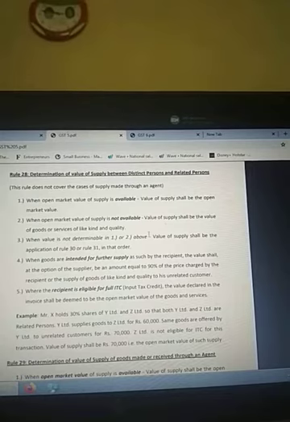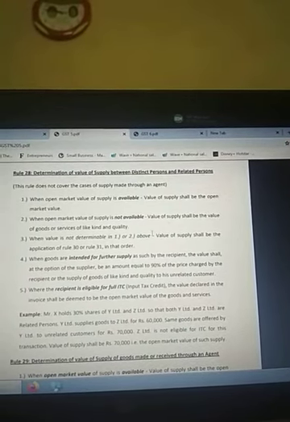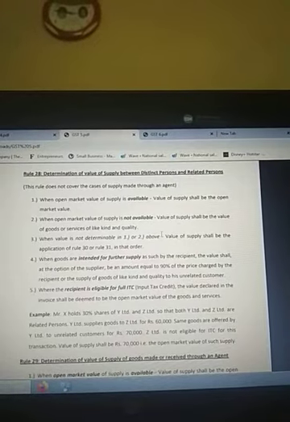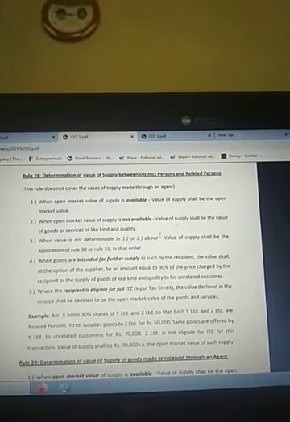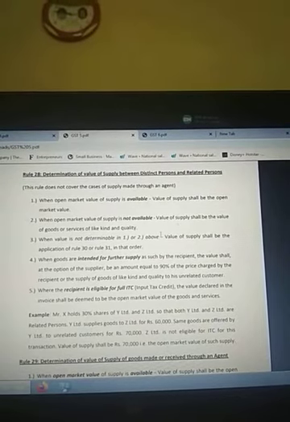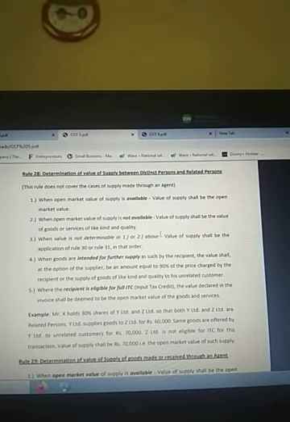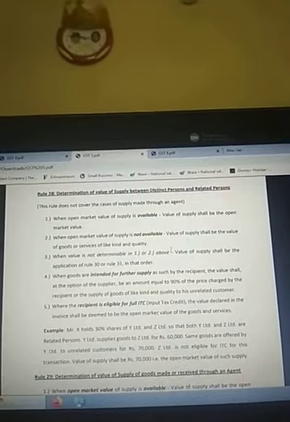When goods are intended for further supply by the recipient, the value shall, at the option of the supplier, be an amount equal to 90% of the price charged by the recipient for supply of goods of like kind and quality to his unrelated customer. Where the recipient is eligible for full ITC, the value declared in the invoice shall be deemed to be the open market value of the goods and services.